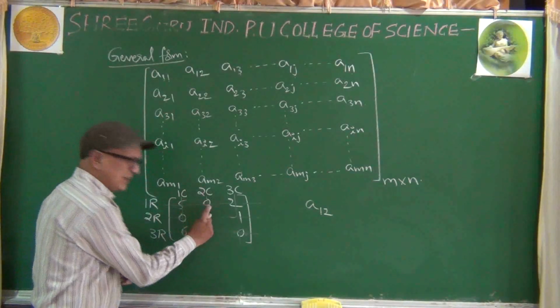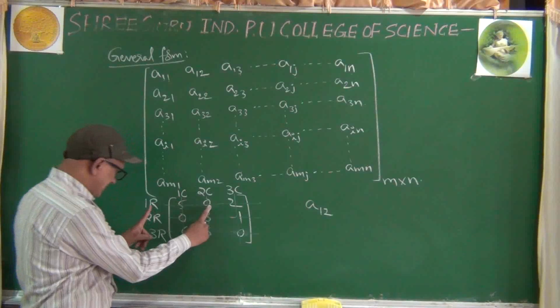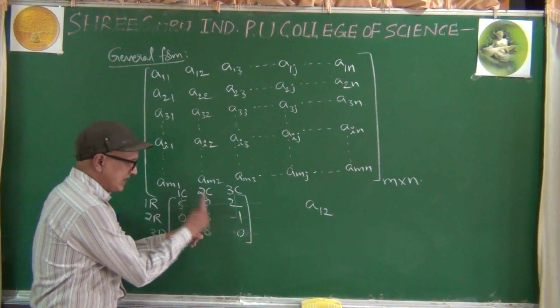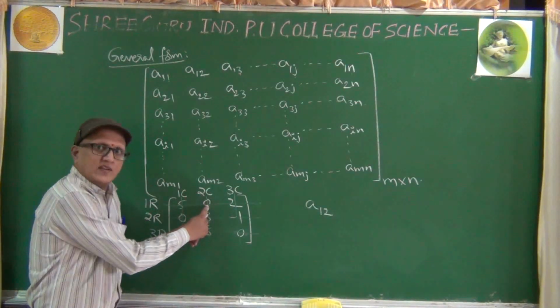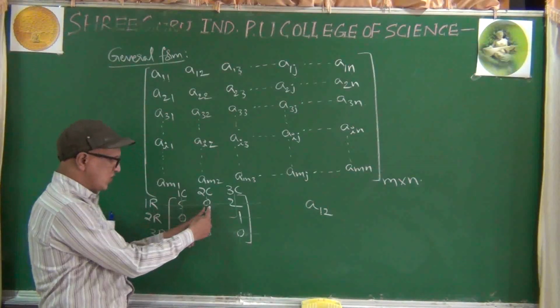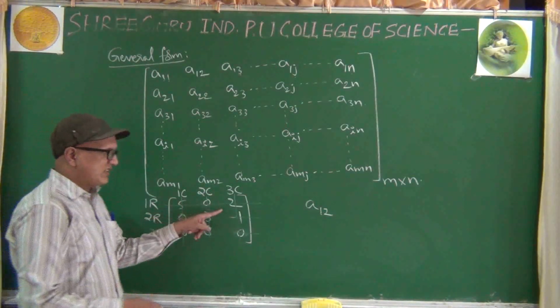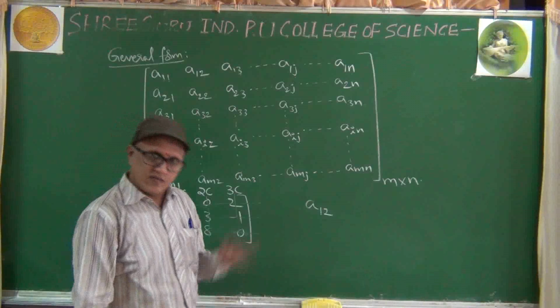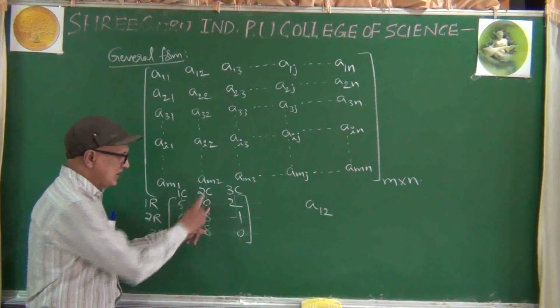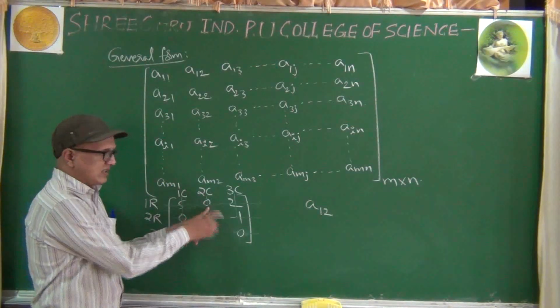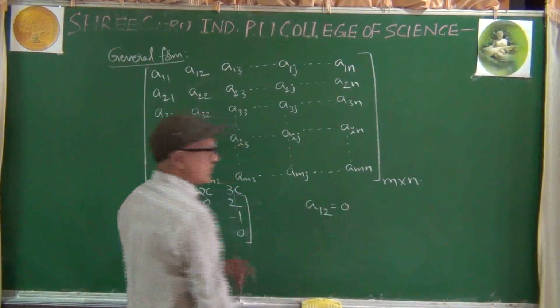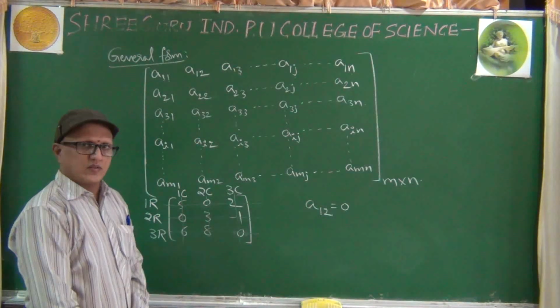Now in which place is it? First row, second column. First row, next column we have to take. That is 0. A12 equal to 0.